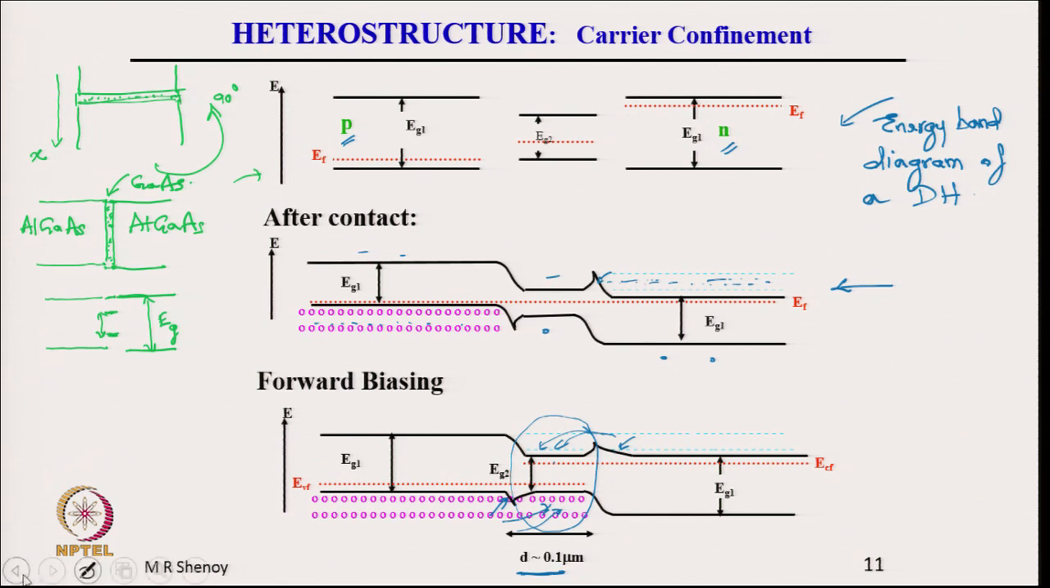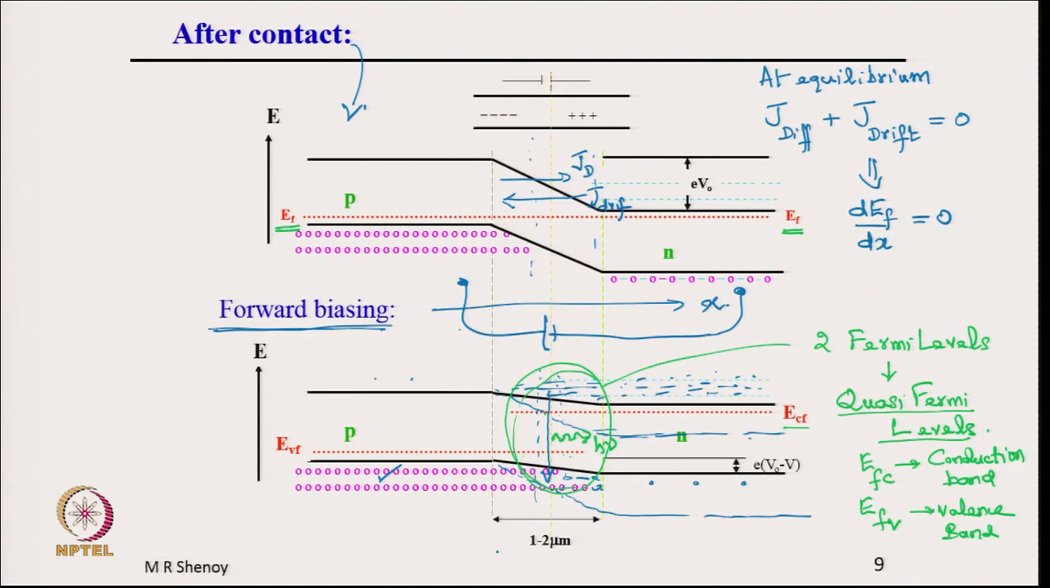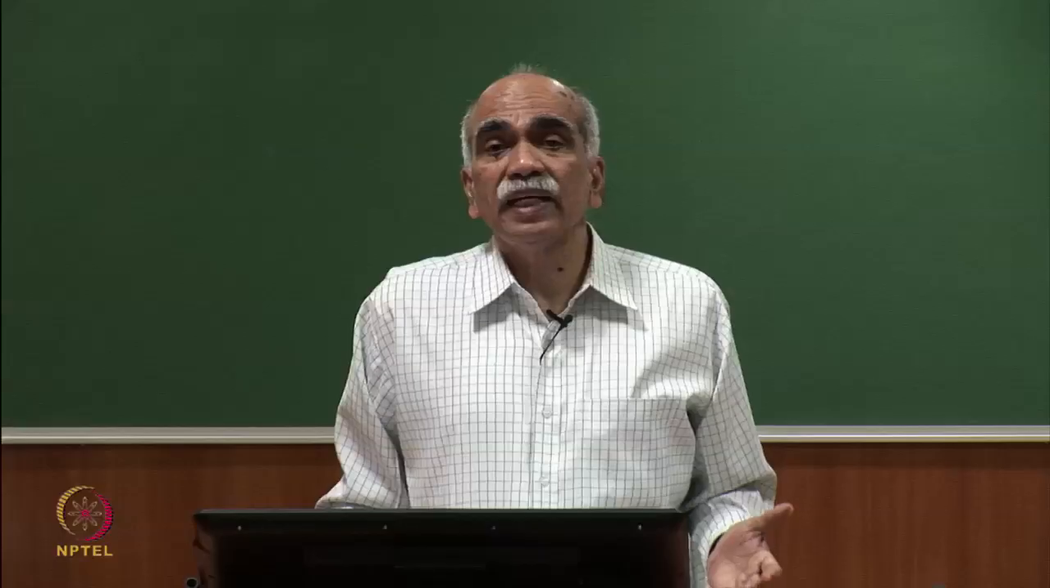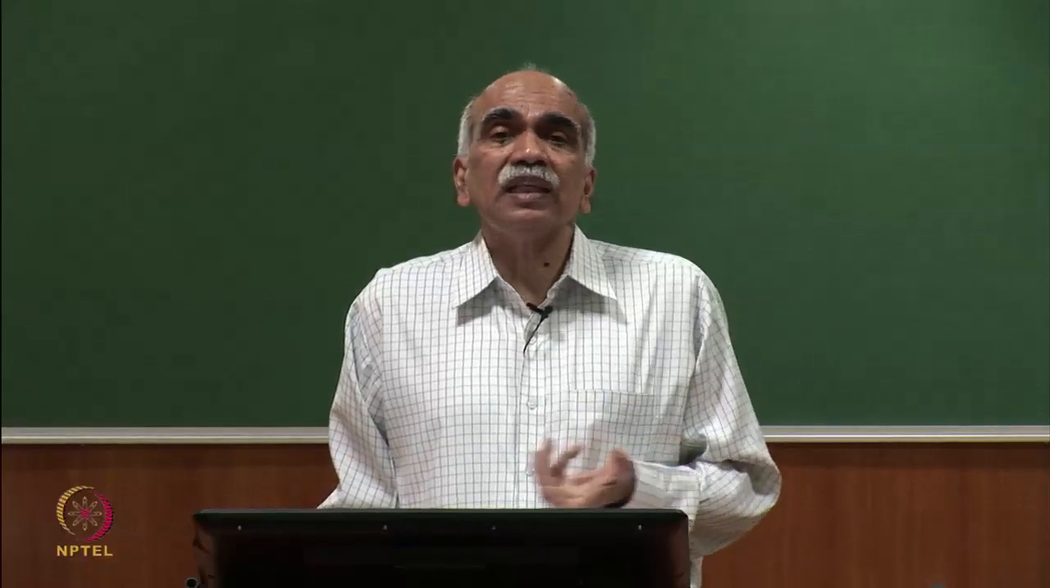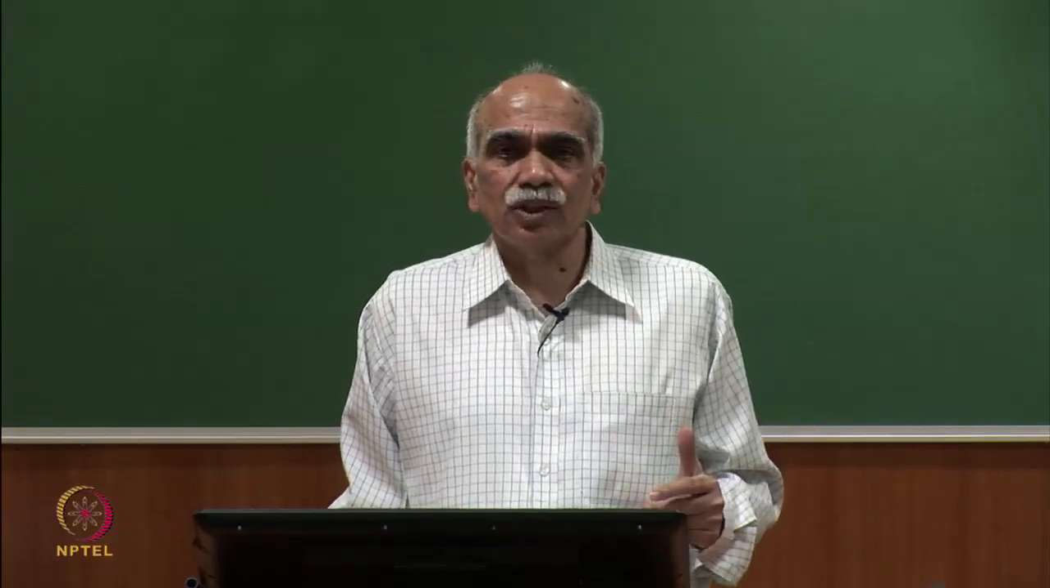If we look back at the homojunction here, this separation is 1 to 2 micron. The normal depletion layer width in a p-n junction is approximately 1 to 2 micron, depending on the doping concentration.